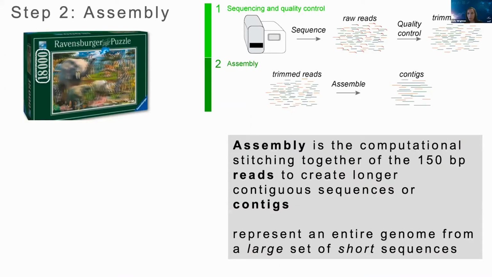Okay. Assembly. This is the art of what we're going to be doing today. In assembly, we have all these 150 base pair reads. You just saw the quality of them. Now we're going to take those and start stitching them together to get contiguous sequence. So we want what we call contigs, which stands for contiguous sequence. Really we want to achieve contigs greater than 1,000 base pairs, but more on the order of 100,000 or 500,000 base pairs.